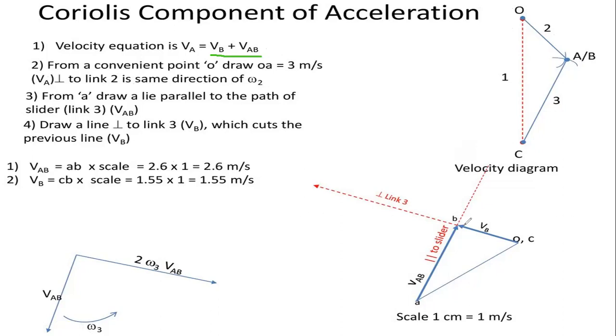So we are going to draw the perpendicular position of link 2. This is link 2, so therefore we are going to draw the length. This is OA, which is perpendicular to link 2.